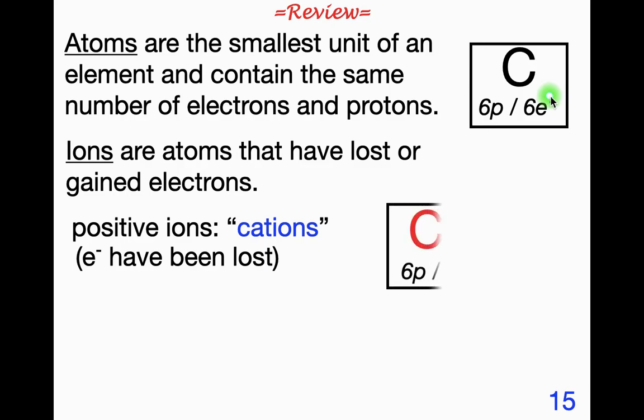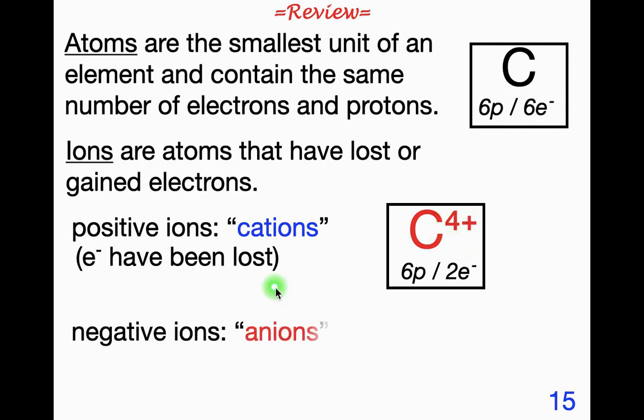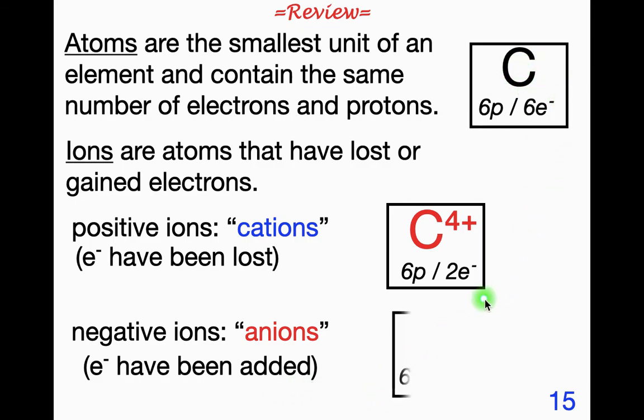Positive ions are cations. Electrons have been lost. So if we take our carbon here and remove electrons, in this case 4 electrons, it'll have a positive 4 charge. Negative ions are called anions, and here electrons have been added. So if we add electrons to carbon, in this case adding 4 electrons, it'll have a negative 4 charge. So it now has 10 electrons.